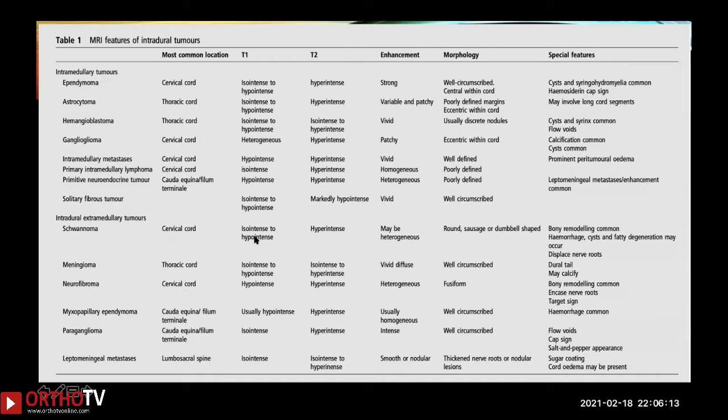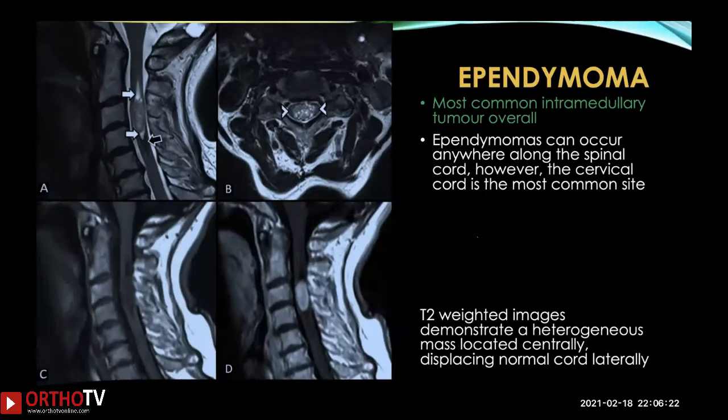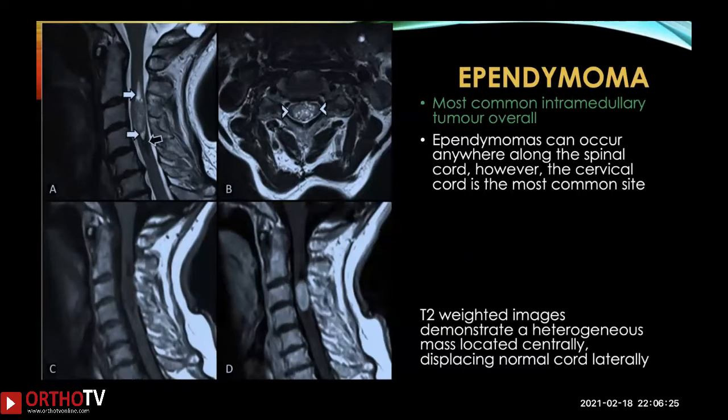It has a similar appearance, isointense to hyperintense on T1 and hyperintense on T2. It may be heterogeneous on enhancement. But you see here a dumbbell shape, I will show you. Ependymoma, this is what a characteristic one looks like.